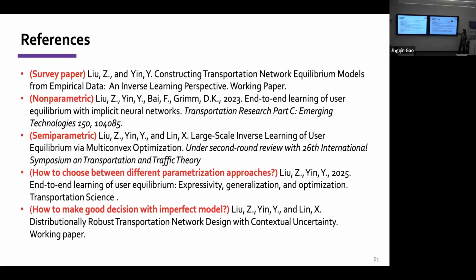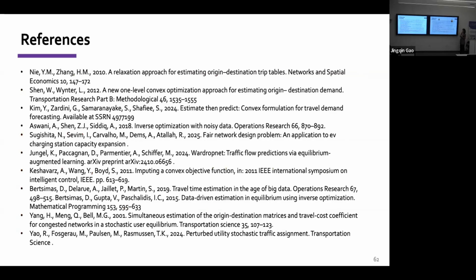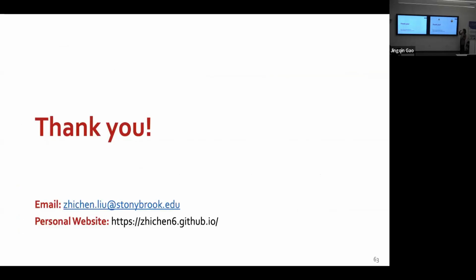So there are some references talking about these different parts. We have a survey paper that should be out this or next month. And these two papers talk about how to do the nonparametric and semiparametric approaches. And there are two additional ones talking about how to choose from different parameterization approaches and how to make good decisions with imperfect models in the setting of network design. And these are the other references I mentioned during today's presentation.